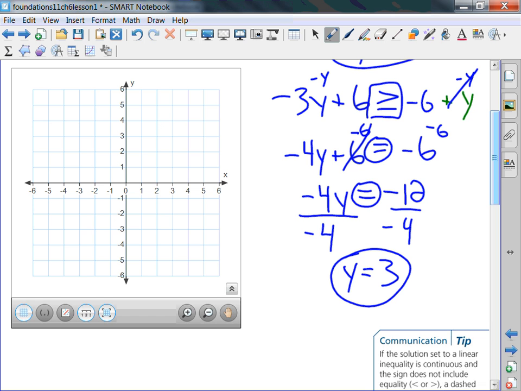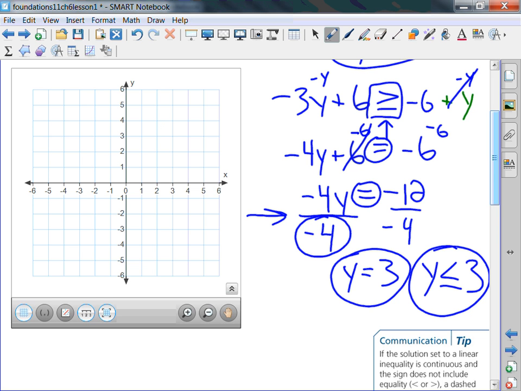In an inequality, whenever we multiply, or in this case divide, by a negative number, the inequality symbol becomes reversed. So where we were originally dealing with a greater than or equal inequality, because we divided by a negative number in this step right here, instead of greater than or equal to, we're going to reverse it. It's now going to be y is less than or equal to 3.